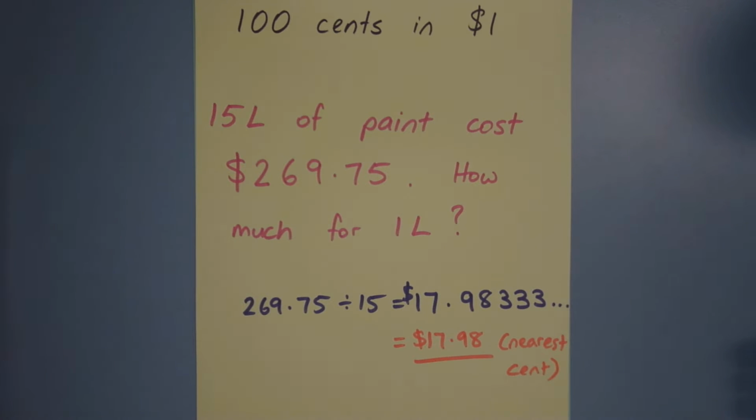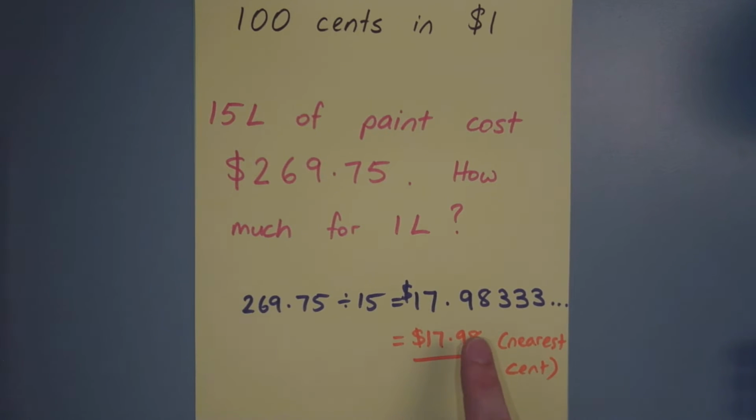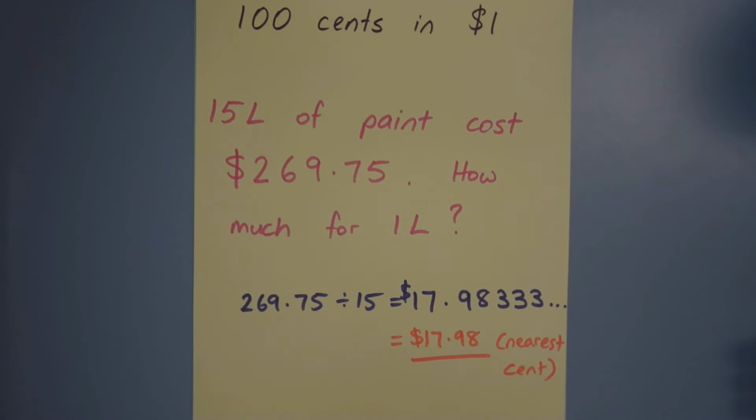But let me put it this way. I can't go to Bunnings and pay 0.333 of a cent. I can pay them $17, I can pay 98 cents. But if I try to tap my EFTPOS card and pay $17.983333, it won't go through. It'll only put $17.98 through. So that's something we have to be aware of.